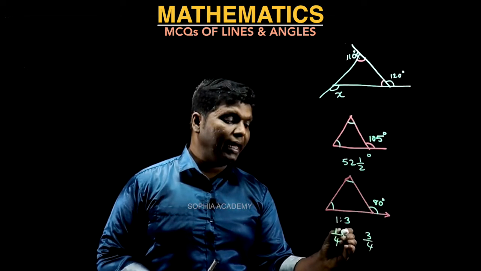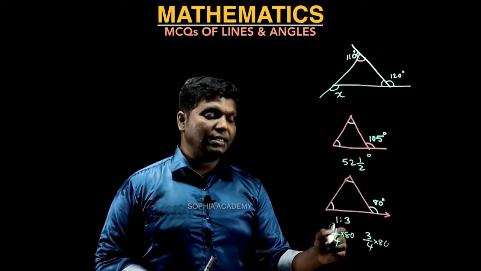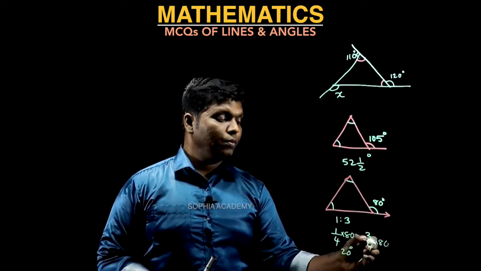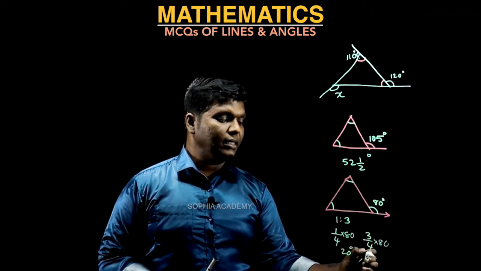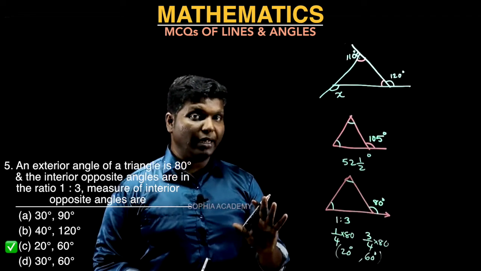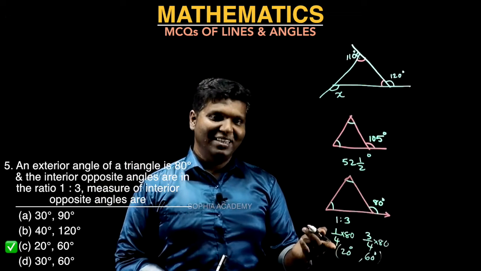So multiply both by 80 because that's the total. When cancelling these two, how much you will get? This will become 20 degree and this one 20 into 3, it is 60 degree. So 20 degree and 60 degree will be the answer. So this is the way how you can calculate. But if it is a 2-mark question, there's no need to think.